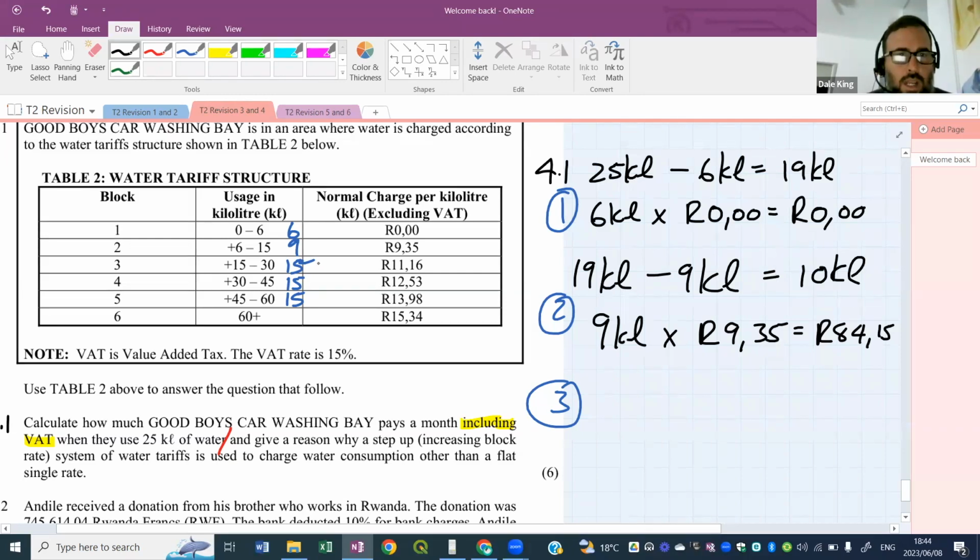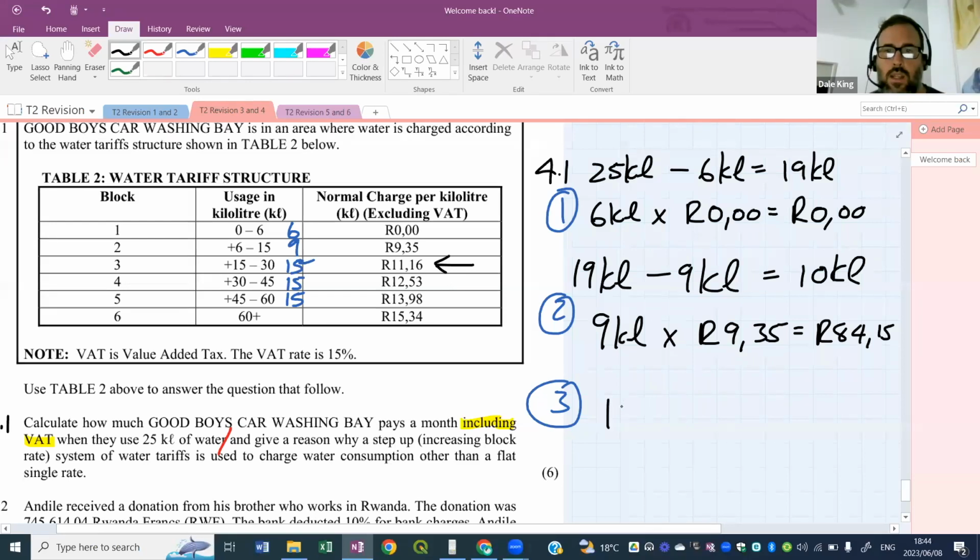Will I go through block 3? No, because block 3 has 15 kiloliters of water in it. So I'm not going to go through block 3 into block 4. I'm going to end somewhere in block 3. So what we do now is a little bit different to what I've done already. I'm somewhere in block 3. Each kiloliter in block 3 is charged at 11 Rand 16. I've got 10 kiloliters. I'm not going through block 3. I'm going to stay here and get charged at 11 Rand 16.